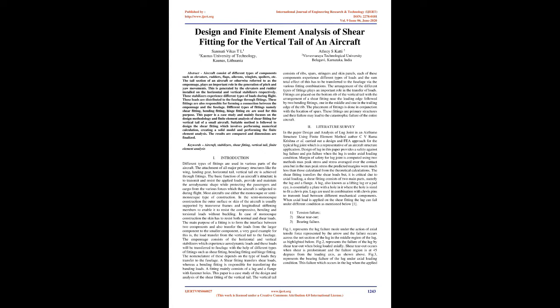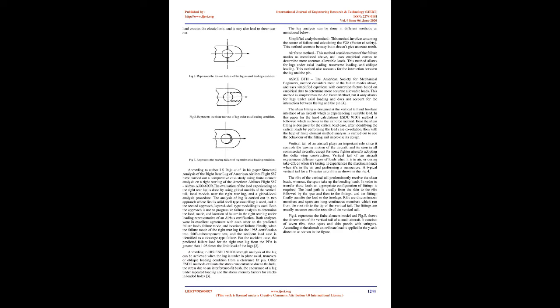Fittings are placed on the bottom rib of the vertical tail with the arrangement of a shear fitting near the leading edge, followed by two bending fittings, one in the middle and one in the trailing edge of the rib. The placement of fittings is done in conjunction with the location of spars. These fittings are primary structures, and their failure may lead to the catastrophic failure of the entire aircraft.